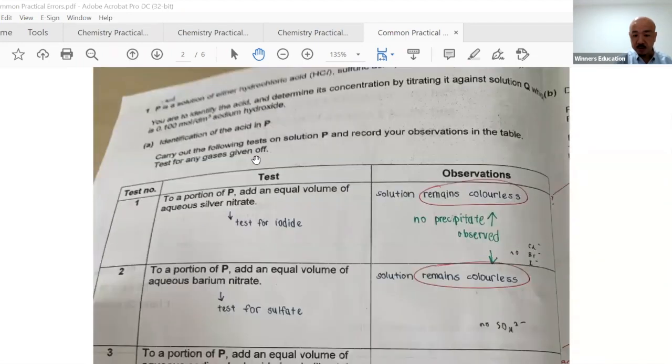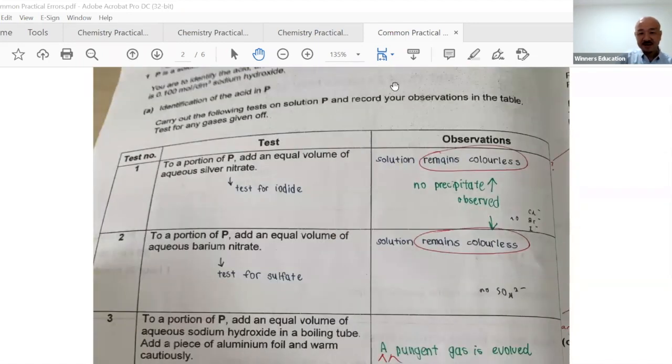I want to show you this one. Do you remember what I said just now? To a portion of P, which is a solution, add an equal volume of aqueous silver nitrate, which we know is used to test for iodide, chloride, whatever. Here, because it's iodide, that's why they wrote iodide. I didn't write all this. So do you see what happened? Question mark? Minus 1 mark. "Solution remains colorless." You cannot write that, or "no visible observation." The answer is no ppt observed. Are you with me, everyone? Because you know what you're testing. Same thing for barium nitrate.